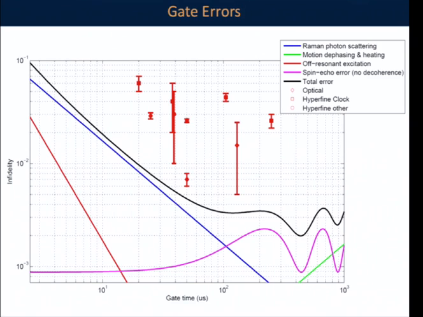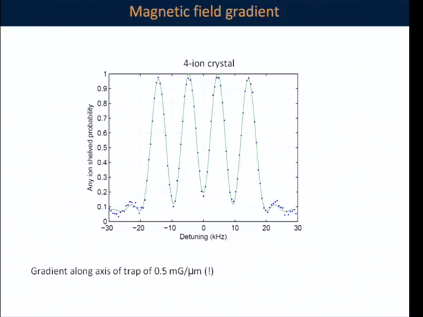Now this pink line here is a very, very annoying error. This is the spin echo error just from doing the spin echo sequence that the gate is wrapped in. The reason we have such a big error there is that we have a magnetic field gradient along the axis of the trap. This is a 4-ion crystal, and we're just measuring the qubit frequency for each different ion. You can see they all come in a few kilohertz between them. This is the crystal spaced a bit larger than we normally work with. We have a gradient on trap axis of 0.5 milligauss per micron. This is huge. Christof Wunderlich told us about his lovely scheme for using the magnetic field gradient for addressing and so on.